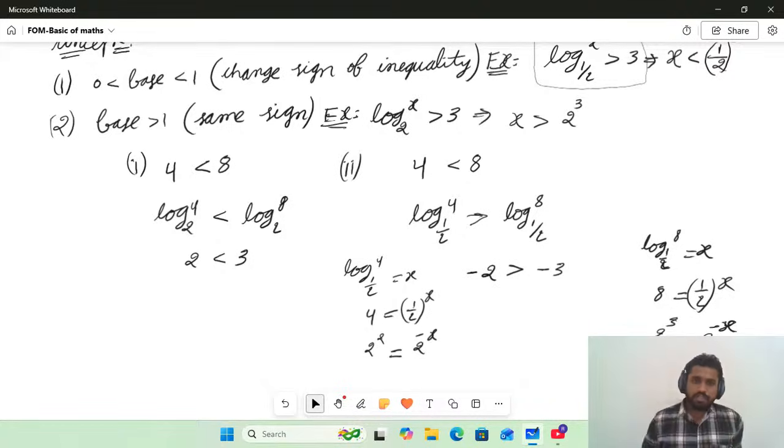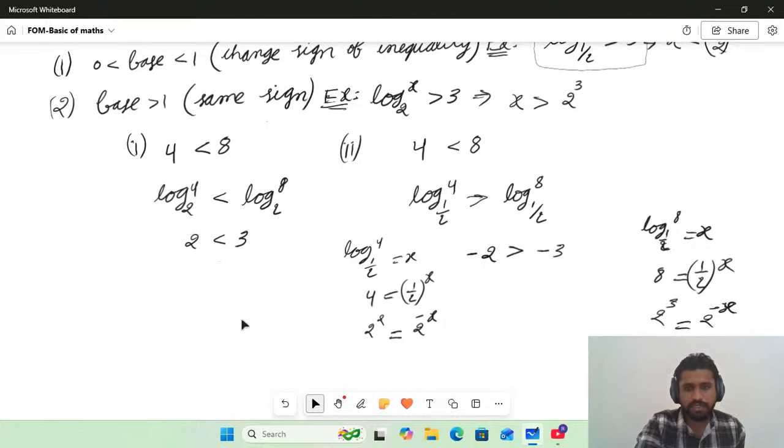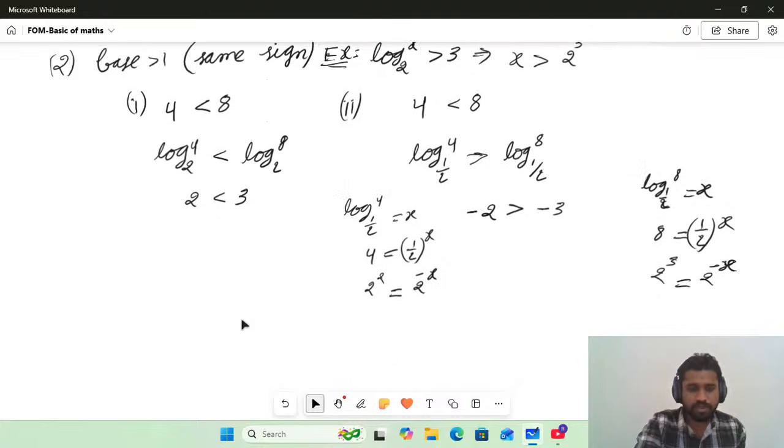So that is why we change the sign of inequality if the base lies between 0 and 1, and why we do not change the sign of inequality if the base is greater than 1. This is the logic behind that. With the example of 4 less than 8, I hope it is very clear why we change the sign of inequality if the base lies between 0 and 1.